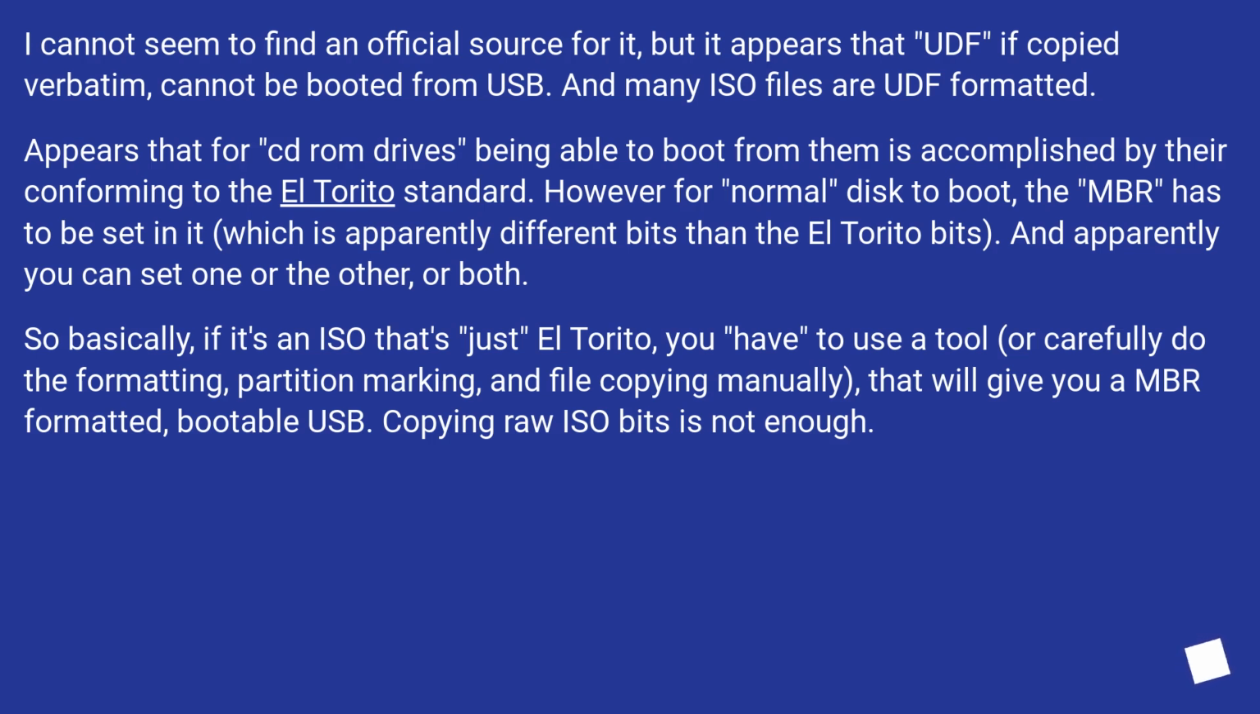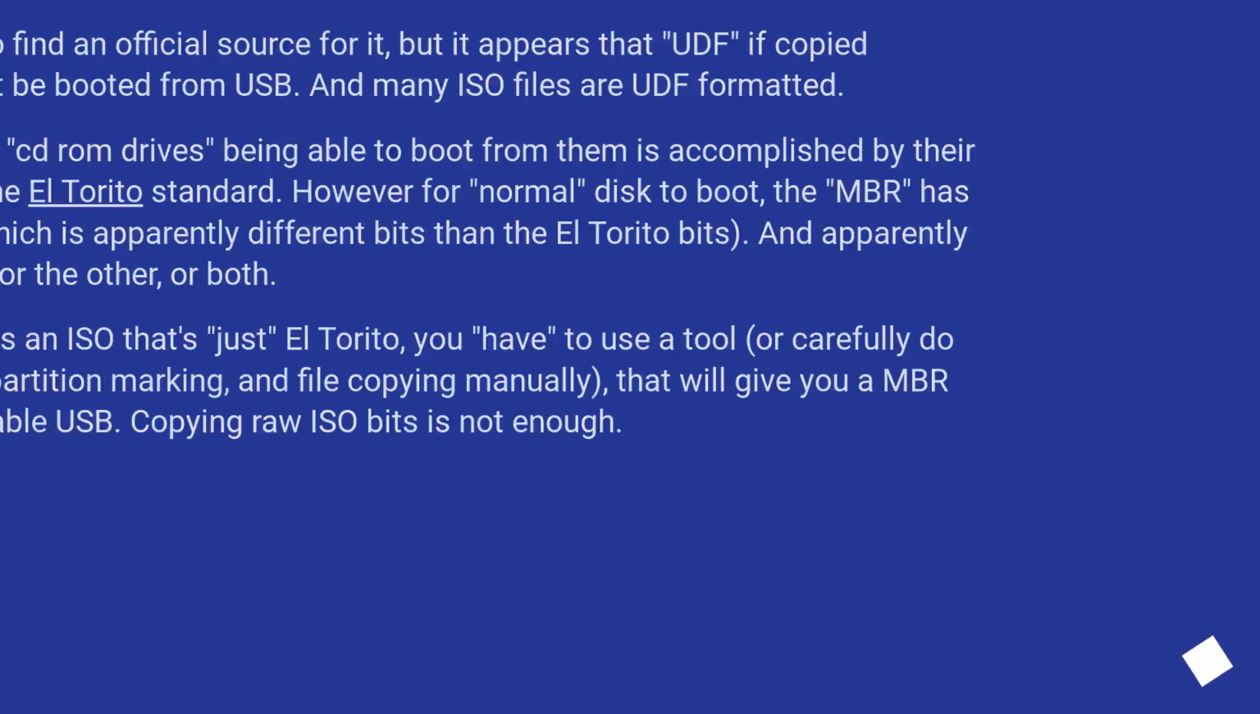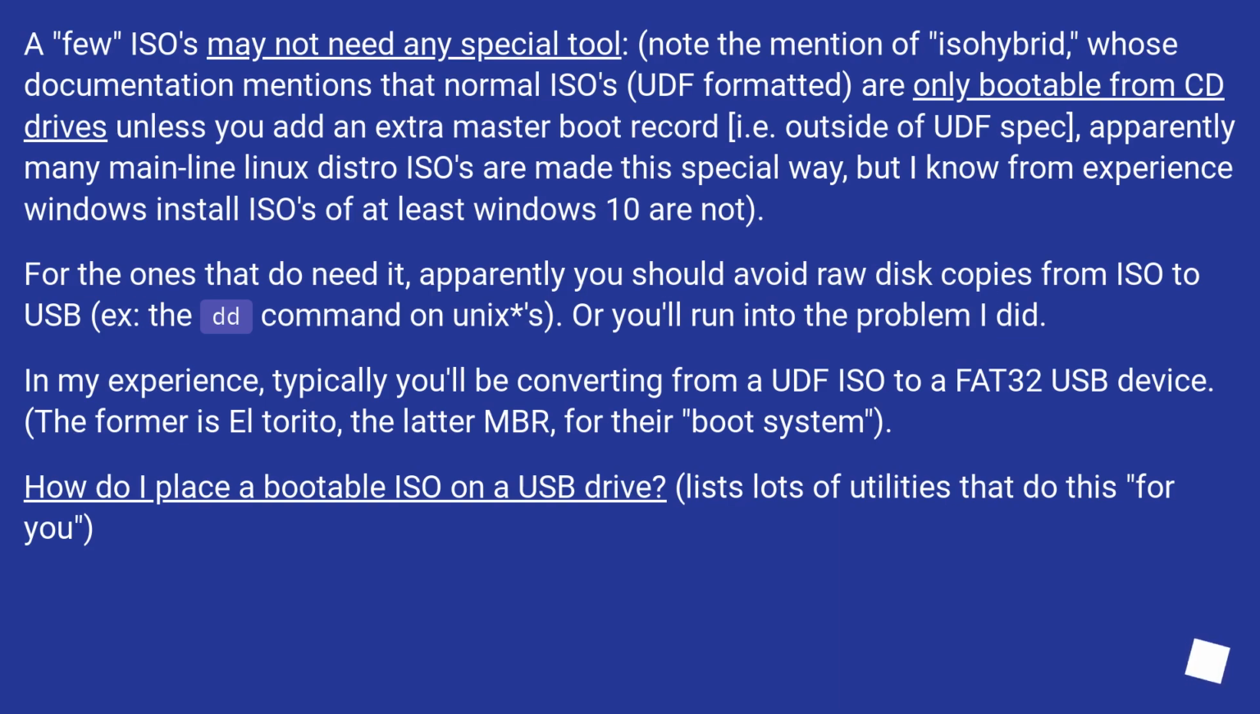So basically, if it's an ISO that's just El Torito, you have to use a tool, or carefully do the formatting, partition marking, and file copying manually, that will give you an MBR formatted, bootable USB. Copying raw ISO bits is not enough. A few ISOs may not need any special tool.